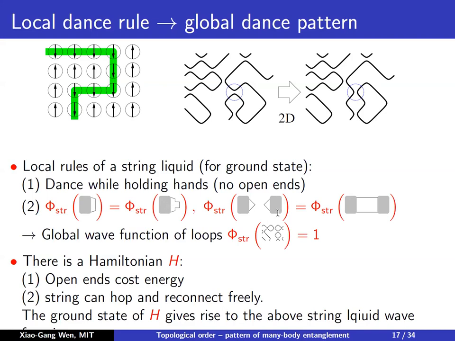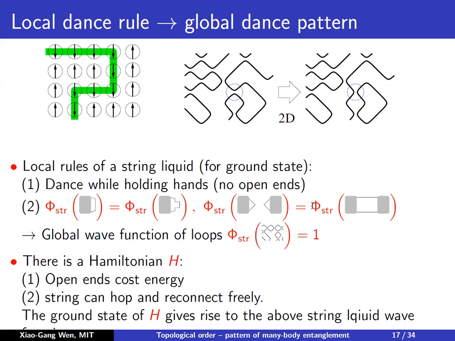Then there's another relation: the string can break and reconnect, and the wave function after reconnection has the same amplitude. Again, this is a local relation, and we can design a local Hamiltonian to implement it. So we can design the local Hamiltonian such that the wave function satisfying these two relations is a ground state.